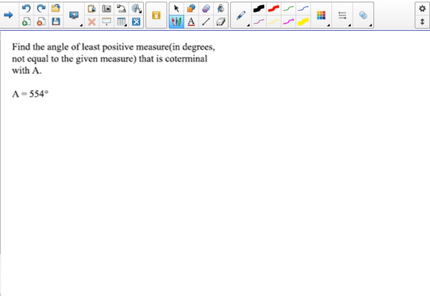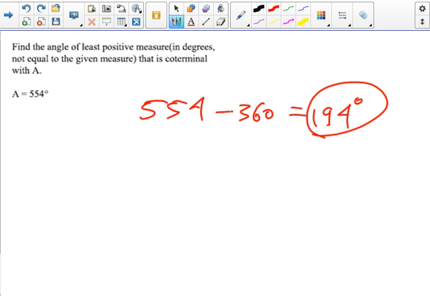Find the least positive angle measure. Okay, same deal, except now this is at 554, which is more than 360. So I can take away 360 from this and still have a positive number. So 554 minus 360: 0 from 4 is 4... 194 degrees. Once again, unless I've done my arithmetic wrong, 194 degrees is the smallest positive angle that is the same as this. So if you're looking at this and you see it's more than 360, subtract 360, you'll still have a positive number, which is what they wanted.